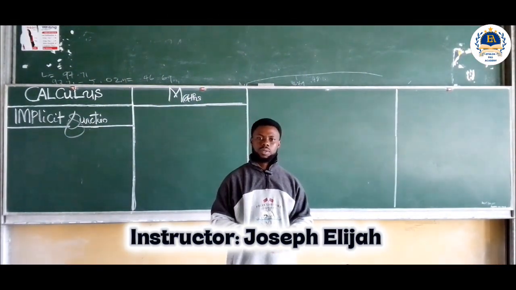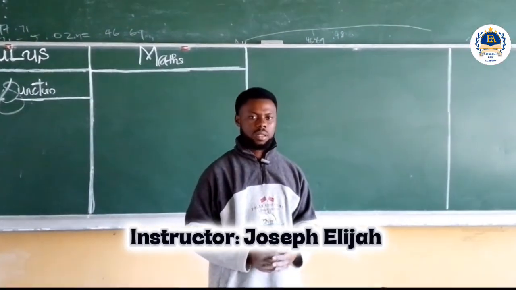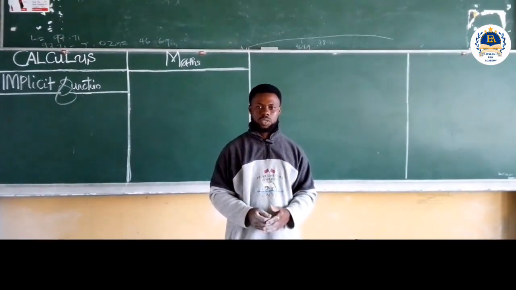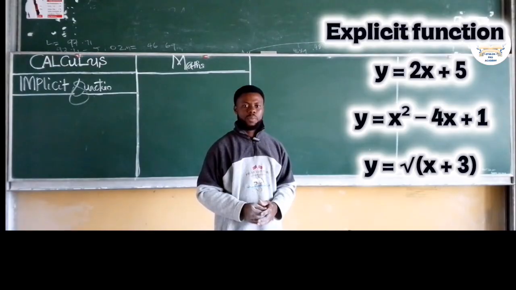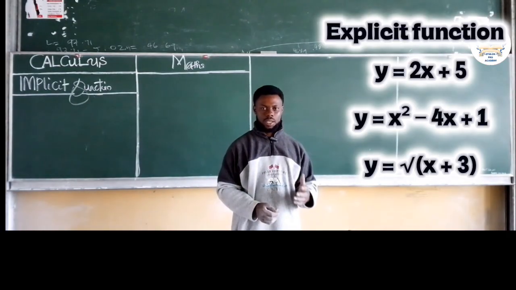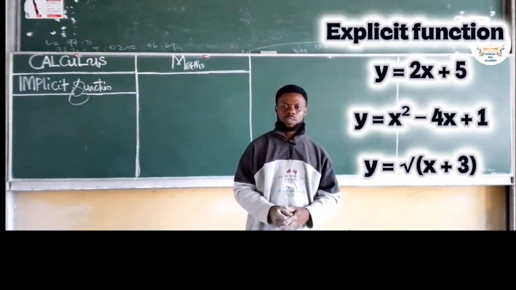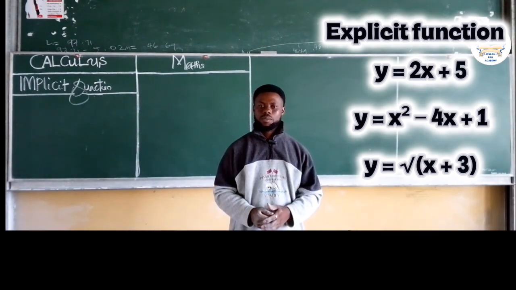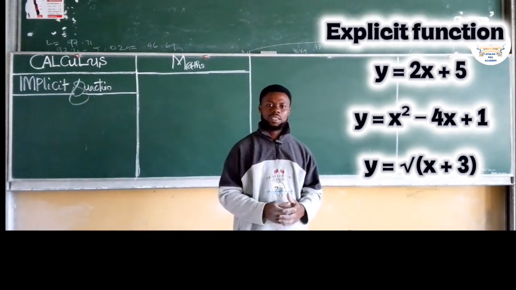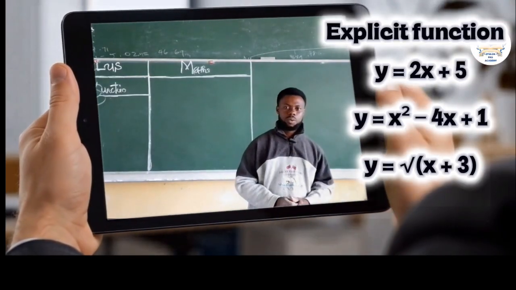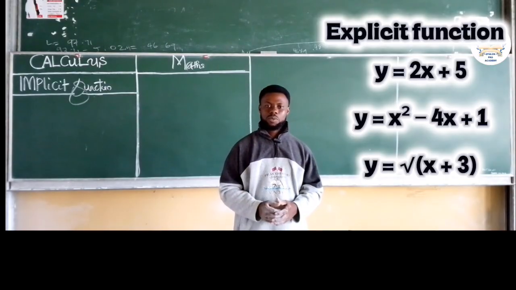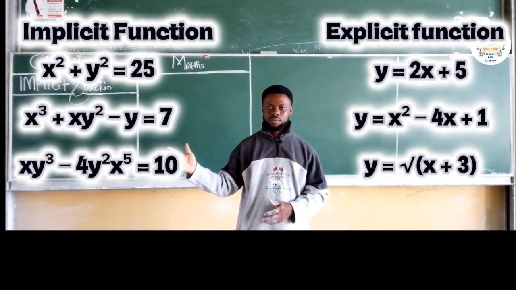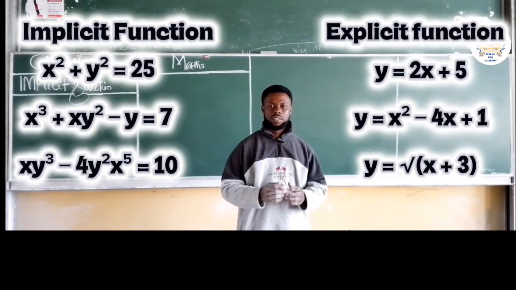In our previous studies, we talked about a function where y was clearly expressed in terms of x, such as what we have here. And this is what we call an explicit function because the dependent variable y was completely isolated. However, not all equations are written in this form. Sometimes x and y are mixed up together in the same equation, making it impossible or very difficult to express y directly as a function of x. Example is what we have here. And this is what we call an implicit function.